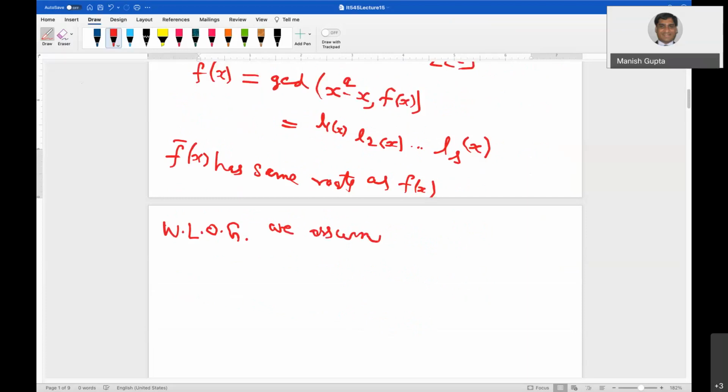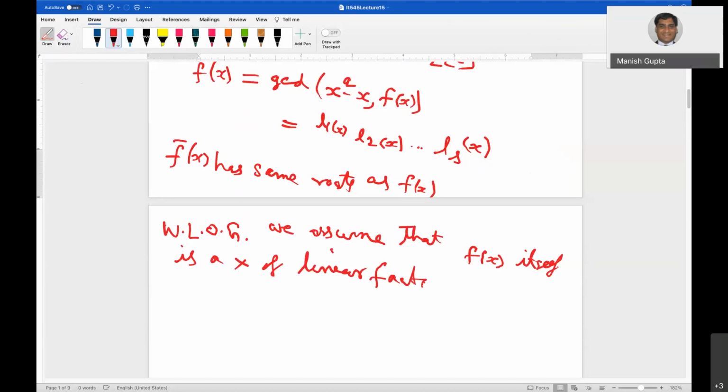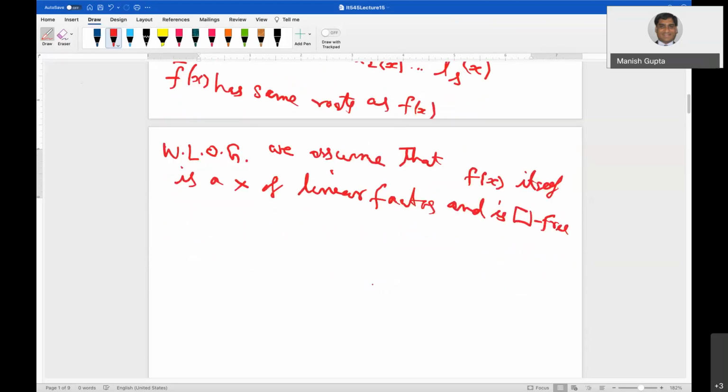the polynomial whose roots we want to find, we assume that f(x) itself is a product of linear factors, right? And we can also assume that it is square free, meaning no component is a square. So no factor of f(x) appears more than once. Okay, it's square free.